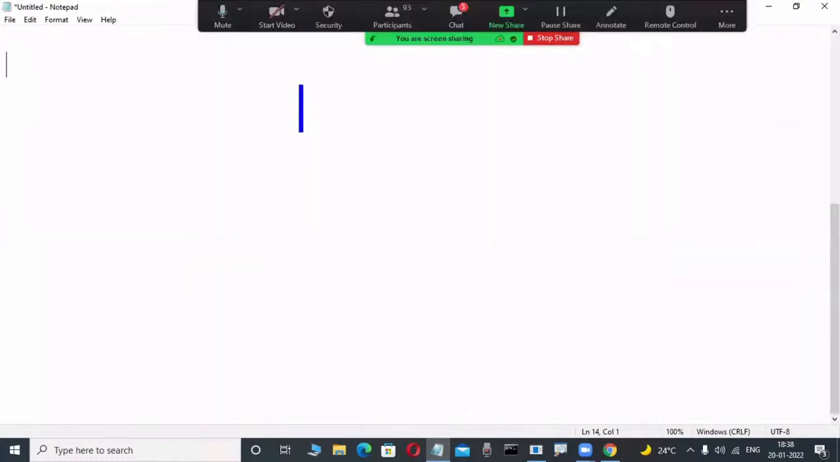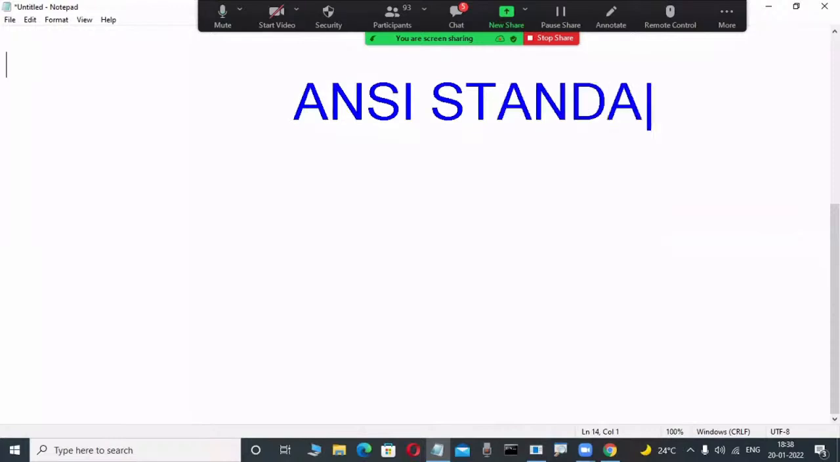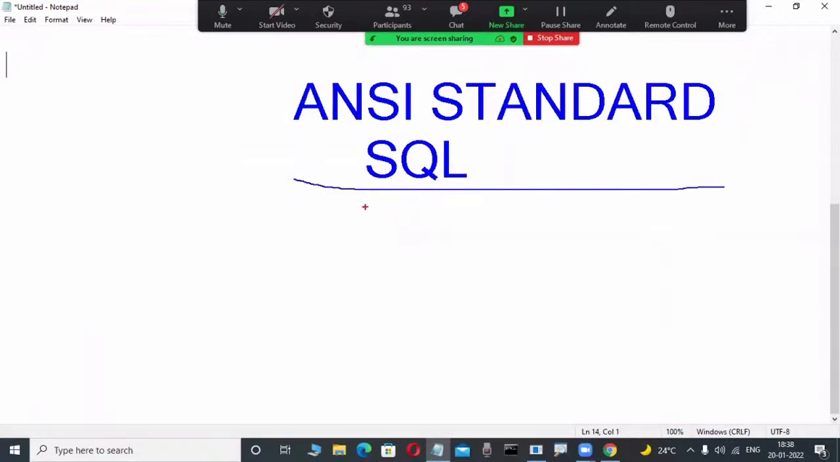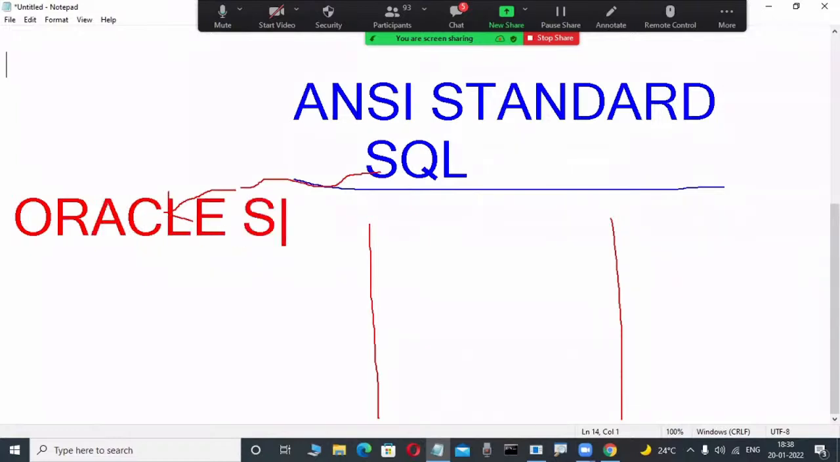Actually, SQL is the same thing. SQL is an ANSI standard language. ANSI, the American National Standards Institute, defines some standards for the SQL language. That's why SQL is an ANSI standard language, used to operate all the relational databases. I agree, but unfortunately, from this ANSI standard SQL language, Oracle Corporation created their own SQL that is called Oracle SQL.